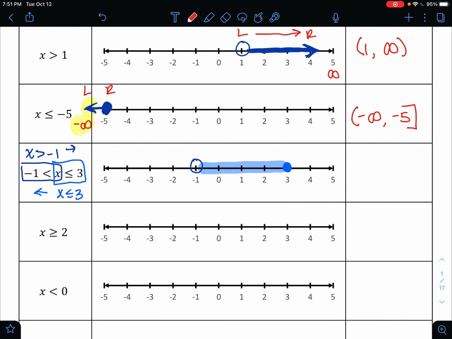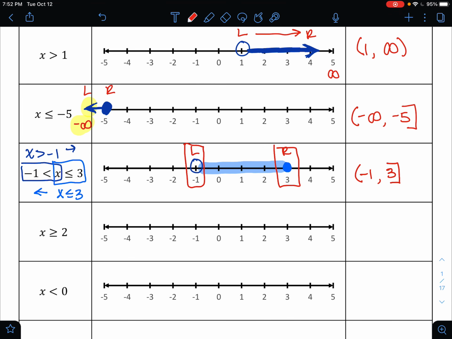To write our interval notation, it is always from left to right. My furthest part to the left is negative 1. Negative 1 has an open circle, so that's going to be a parenthesis. My furthest point to the right is 3. 3 has a closed circle, so that's going to have a bracket.